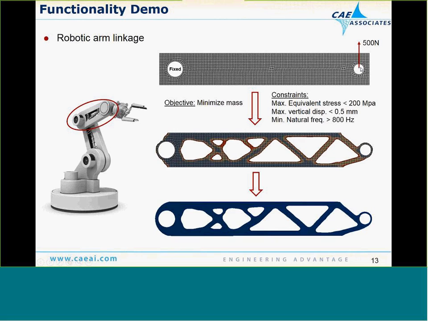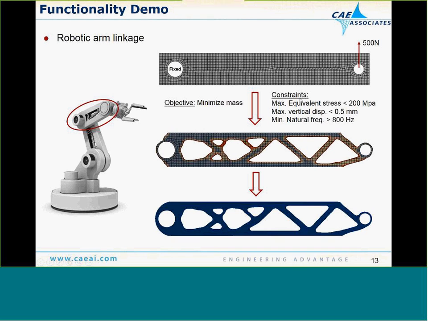So you'll see the loads on this part are a 500 Newton load on the right side hole, and the left side hole is fixed. So the constraint is to limit that max vertical displacement on the right side to 0.5 millimeters. And then also we want to make sure that the minimum natural frequency in that vertical direction is greater than 800 hertz.